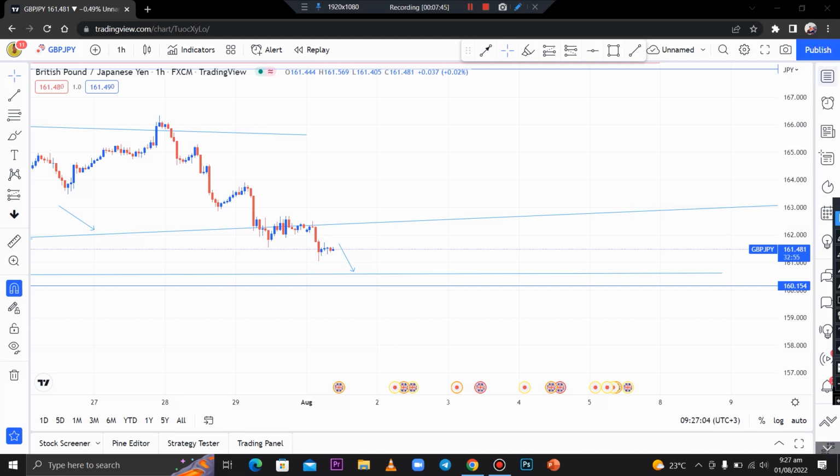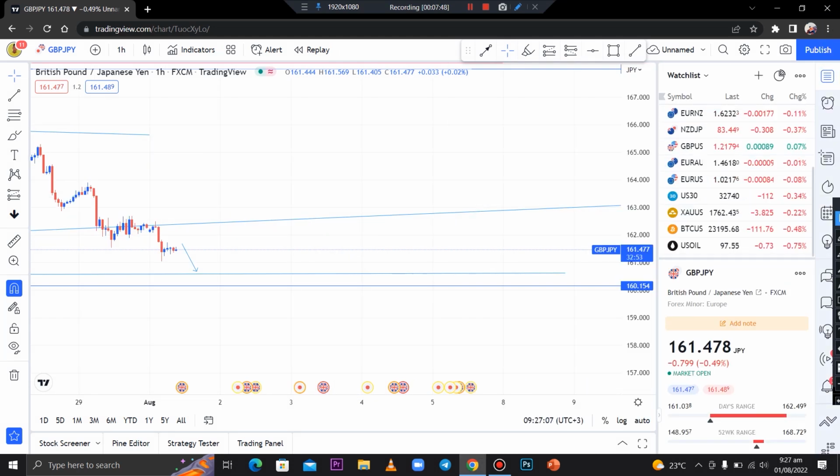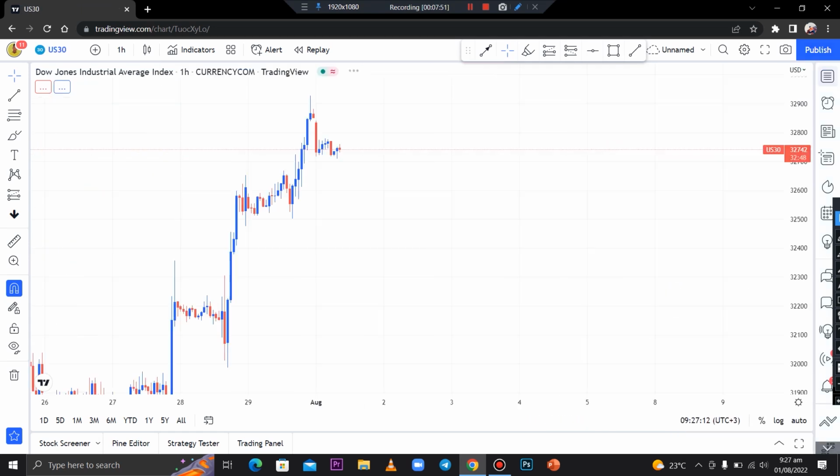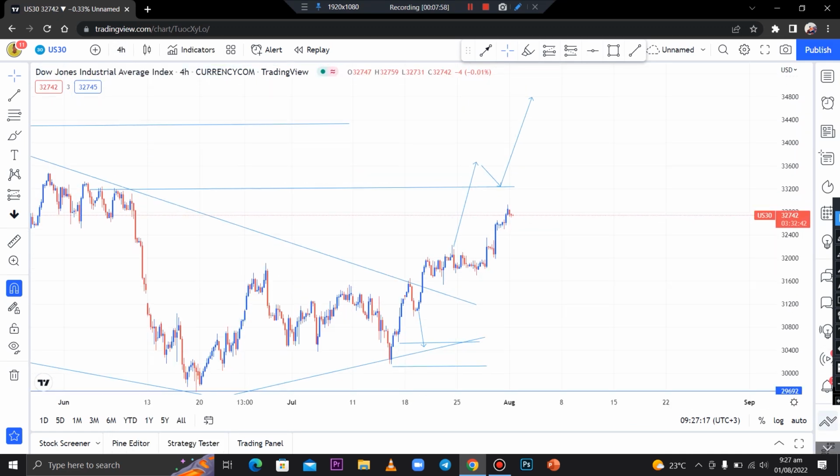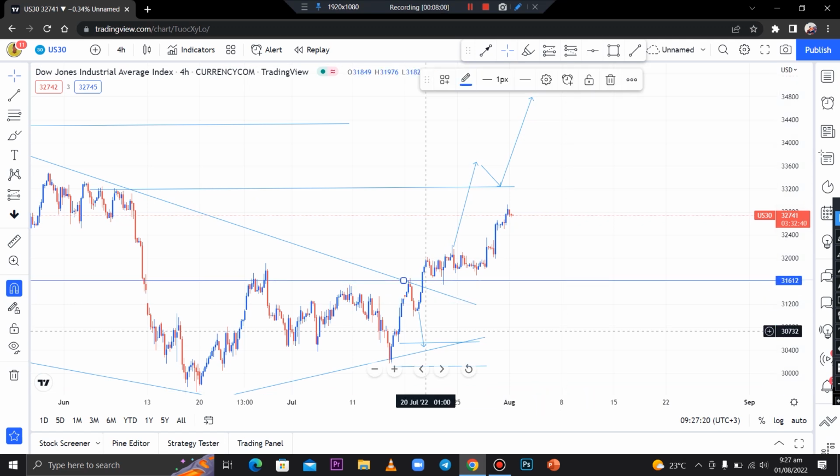Okay, now let's go to another pair. Like I said, we can actually check US 30, so we can have a look together. So let's check if we do have a few trend lines to look at. Boom, there we go.